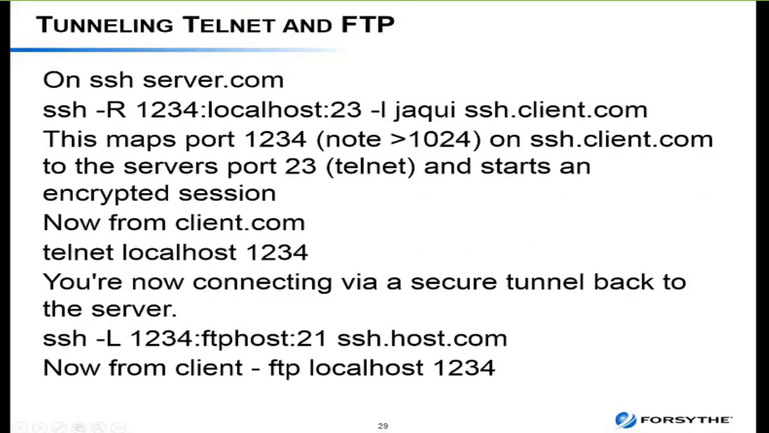Okay, I mentioned that you can do tunneling. So here's an example of how you might want to tunnel Telnet and FTP so that you get a secure connection. What I'm doing here is I'm SSHing and telling it to set up port 1234, it has to be greater than 1024, on my client and connect it to port 23. So that allows me to start an encrypted session. Then from the client, I just telnet to localhost at 1234, and now I actually have a secure tunnel back to the server. This is something that's well worth trying. It allows you to basically use your telnet client, but end up with SSH behind the scenes, and the same with FTP. And the difference is you just tell it what port to go to.